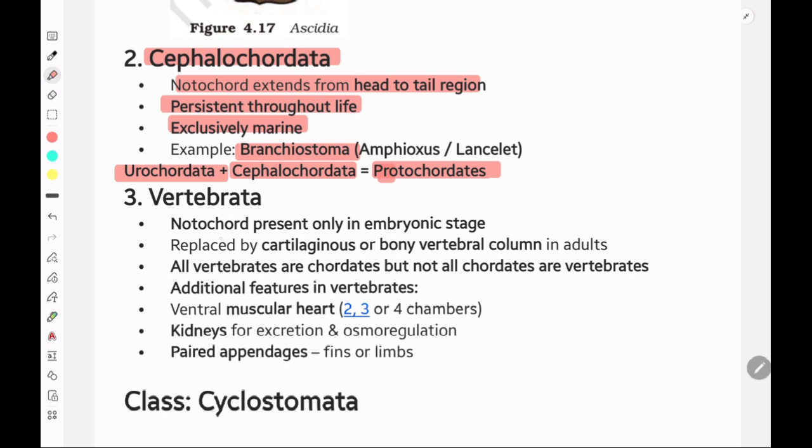Then there are vertebrates. In vertebrates, the notochord is present in the embryonic stage. It is replaced by the cartilaginous or bony vertebral column in adults. All the vertebrates are chordates, but not all chordates are vertebrates. What do we mean by that? That the vertebrate developed from the chordate, not vice versa.